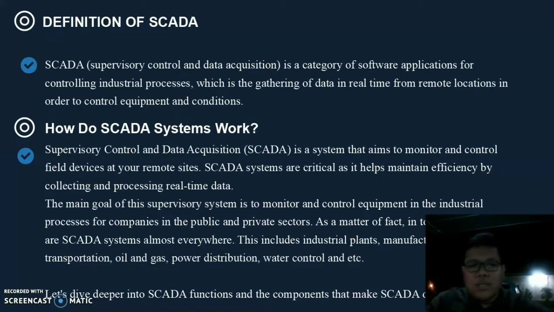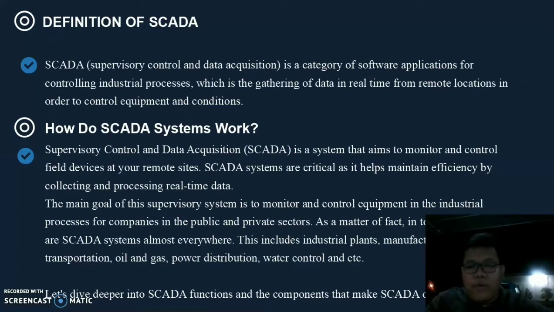How does a SCADA system work? Supervisory Control and Data Acquisition (SCADA) is a system that aims to monitor and control field devices at your remote sites. SCADA systems are critical as they help maintain efficiency by collecting and processing real-time data. The main goal of this supervisory system is to monitor and control equipment in the industrial processes for companies in the public and private sector.